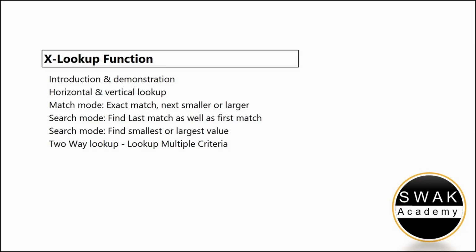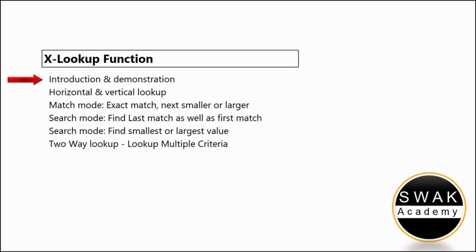XLookup is a newly released function available in Office 365. The function can be used to replace VLOOKUP and HLOOKUP. You will never use VLOOKUP and HLOOKUP after this video. I promise you that. I will show you step by step how to use the function, as well as its advantages compared to VLOOKUP and HLOOKUP.